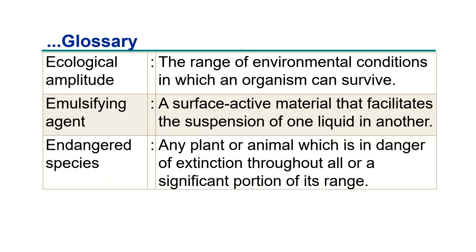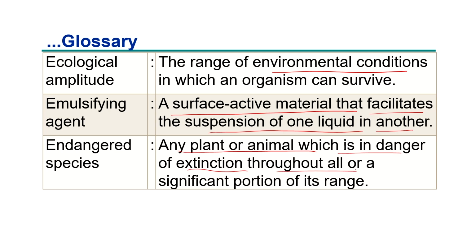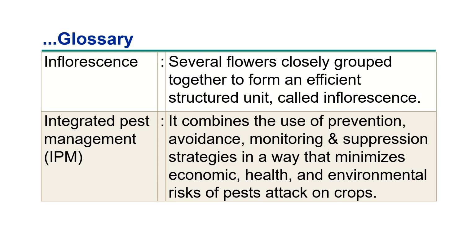Ecological amplitude: the range of environmental conditions in which an organism can survive. Emulsifying agent: a surface active material that facilitates the suspension of one liquid into another. Endangered species: any plant or animal which is in danger of extinction throughout all or a significant portion of its range. Inflorescence: several flowers closely grouped together to form an efficient structured unit.